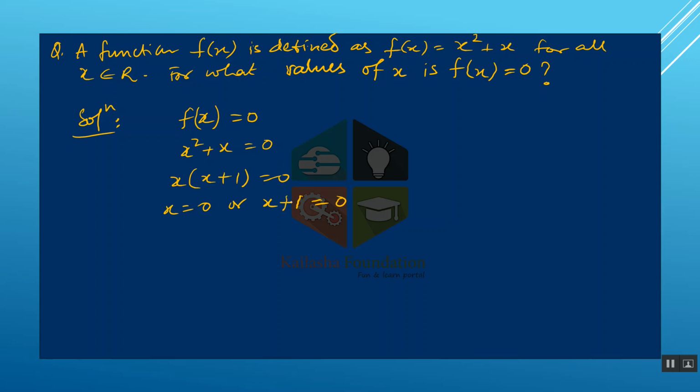What is the condition? X must be a real number, that only. X equal to 0 or x is equal to, sorry, minus 1. So both are real numbers, so we get two answers, x is equal to 0 or minus 1. Next example.